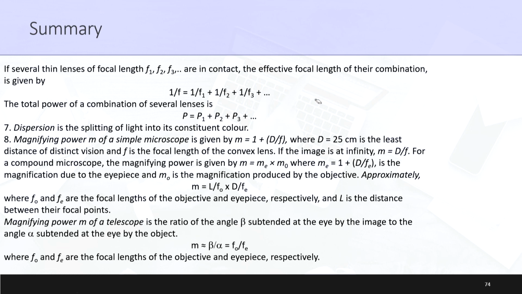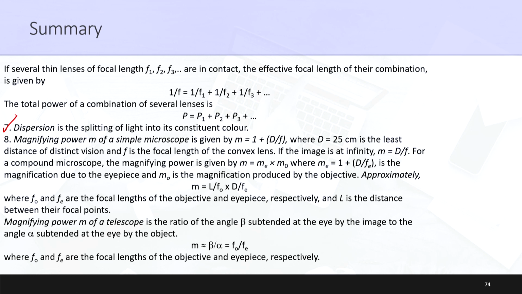What is dispersion? Dispersion is nothing but the splitting of light into its constituent colors. So basically, if white light is observed and it disperses, as you can see, different VIBGYOR colors are observed. So it is the splitting of light into its constituent colors. This thing has also been explained.